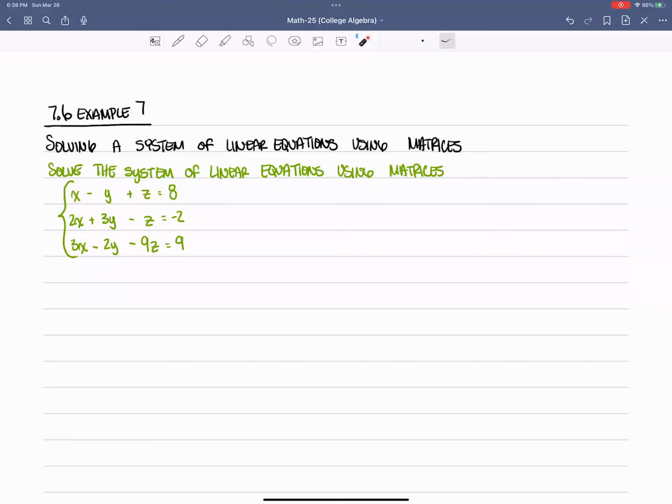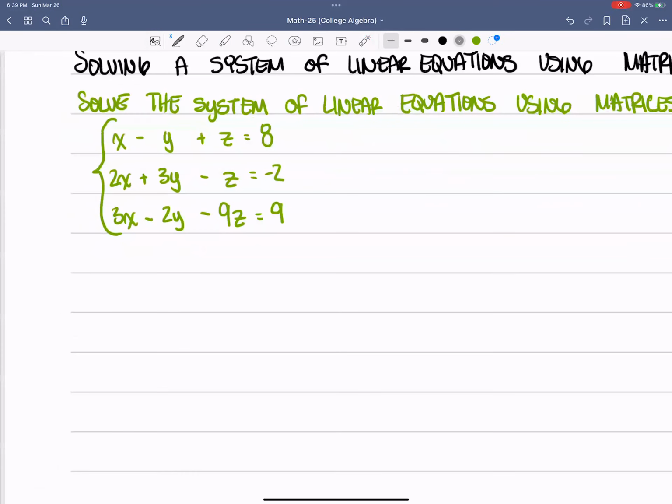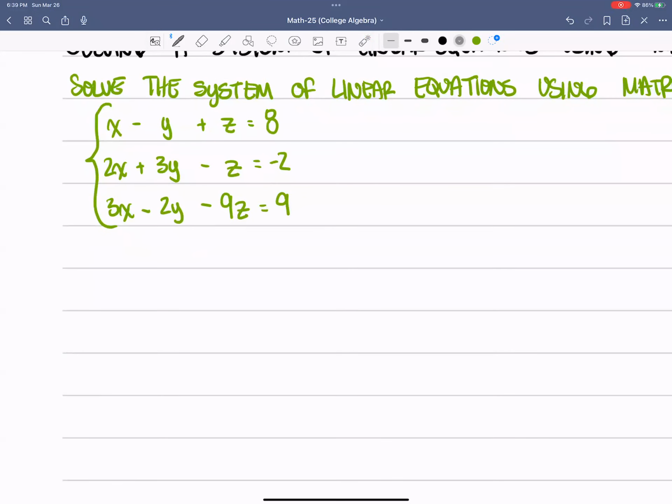Section 7.6, example 7, solving a system of linear equations using matrices. Solve the system of linear equations using matrices. Okay, so I'm going to be a little bit different than the book. What we're going to do is reduce to reduced row echelon form instead of just row echelon form. I just find it a little bit easier, but I don't know.